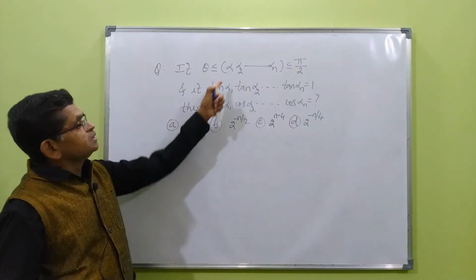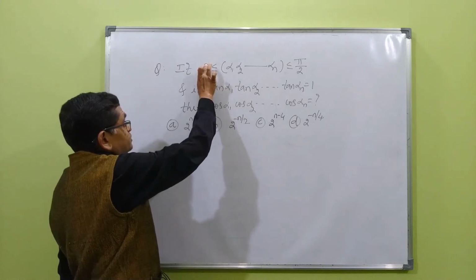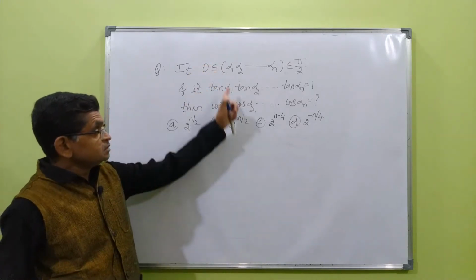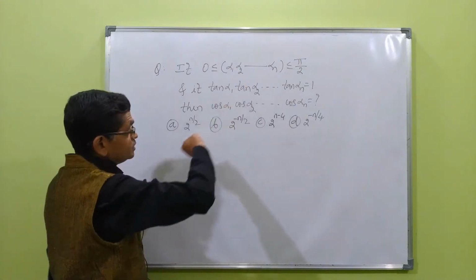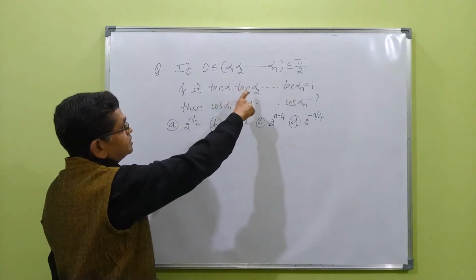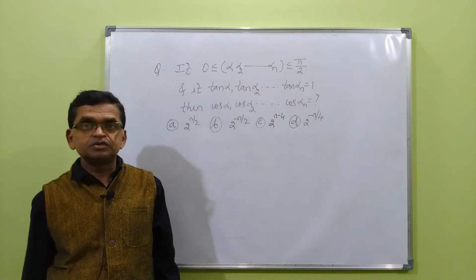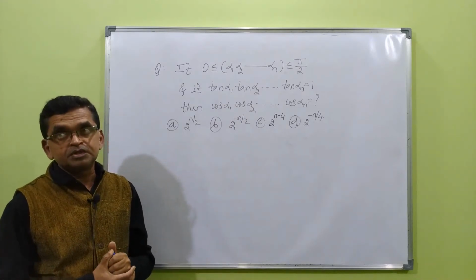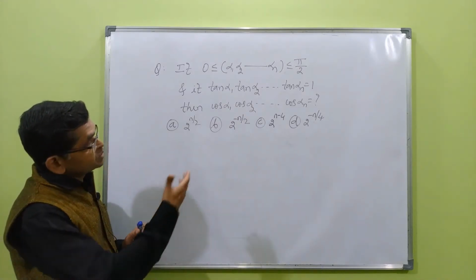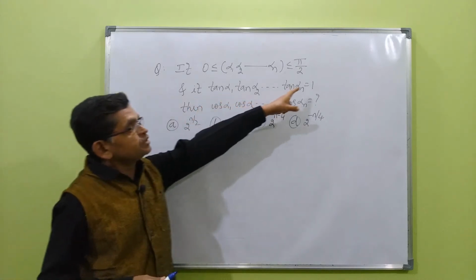Okay, here alpha lies between 0 and pi by 4, not theta. Alpha 1, alpha 2, so on up to alpha n lie between 0 and pi by 2. Then tan alpha 1 into tan alpha 2 into ... tan alpha n is equal to 1. You are asked to find cos alpha 1 cos alpha 2 into cos alpha 3 so on up to cos alpha n. See, this product is 1.